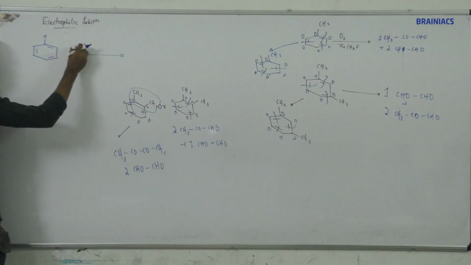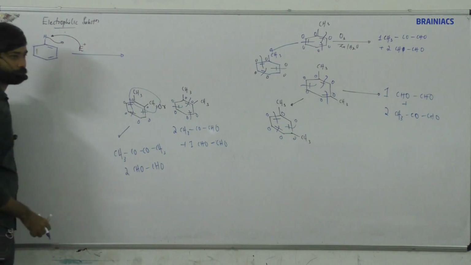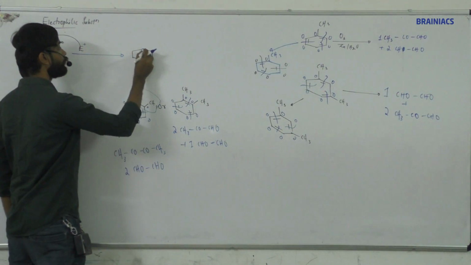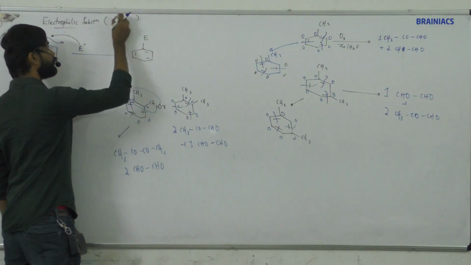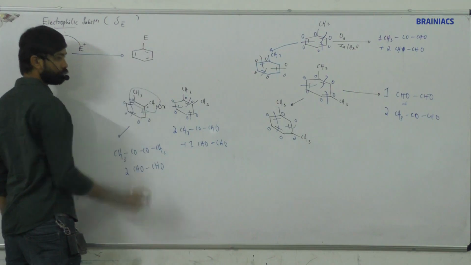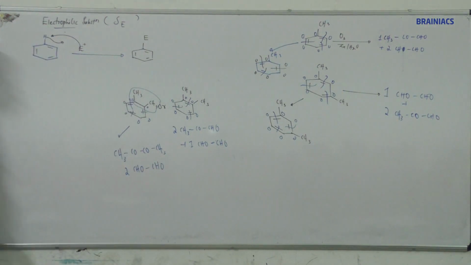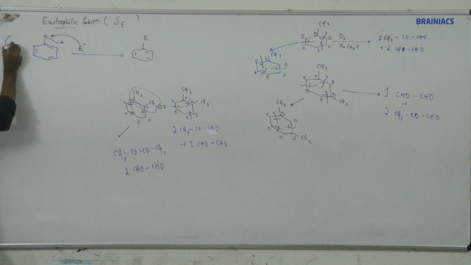So if a benzene ring is treated with an electrophile, what happens is this hydrogen is replaced by the electrophile, so it is said to be electrophilic substitution. Let it be SE, like SN, SE, electrophilic substitution. Okay, so general category.